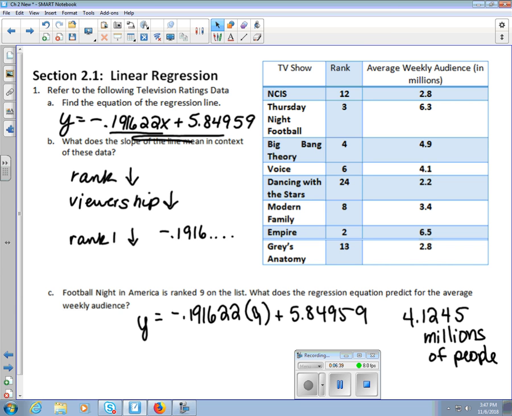Okay. Also, if we take a look at the 5.84959, what does that mean? Well, that's probably going to represent the amount of viewers that we have in the United States. So those are probably households that are registered that have at least one TV.